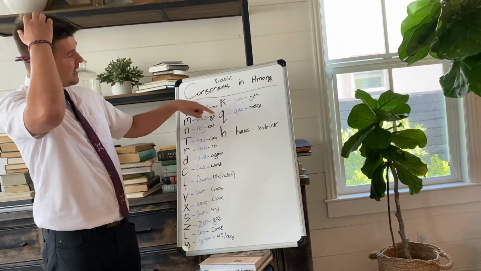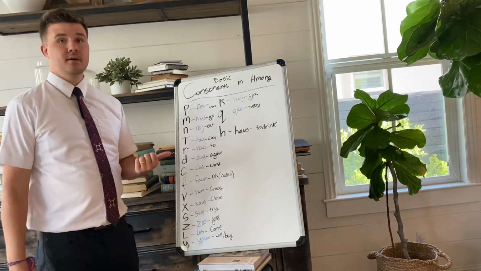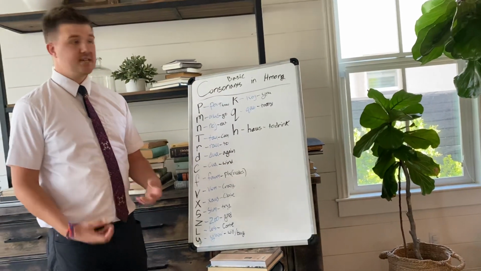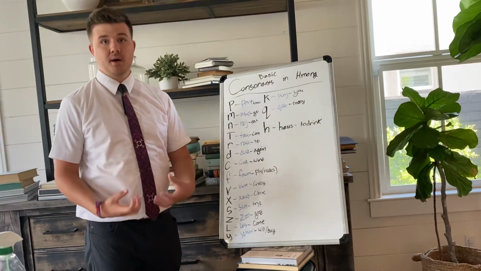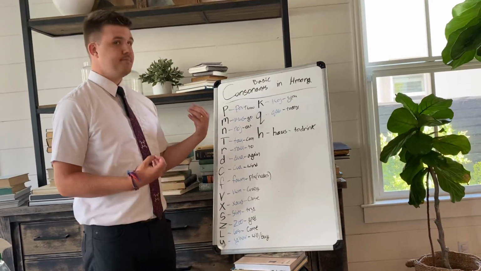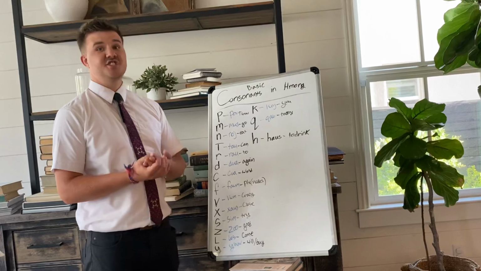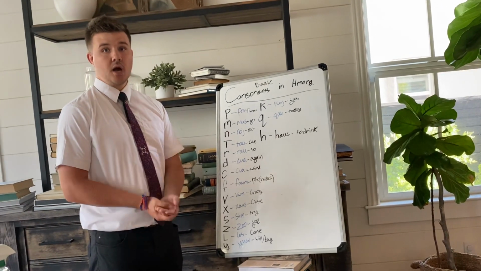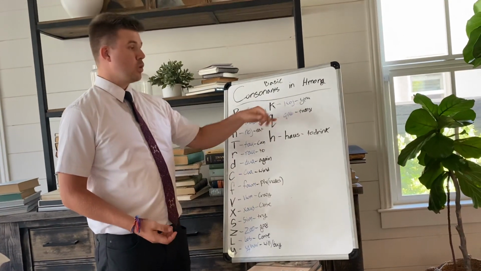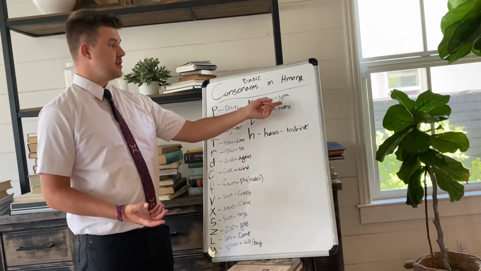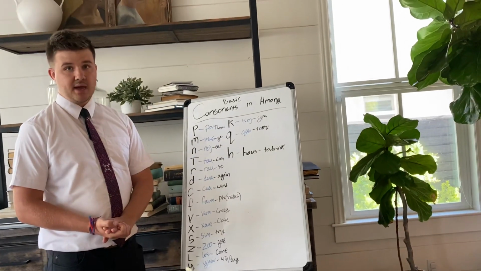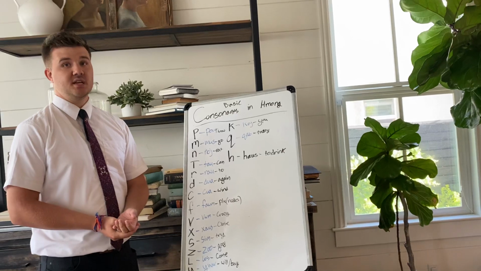Up here we have the K. The K is like the P. The K does not make the K sound, just like the P does not make the P sound. The P makes the B sound. K makes the G sound, G, okay? Like in the Hmong word ga, which means you. We write a K, but it's more similar to a G. Ga.